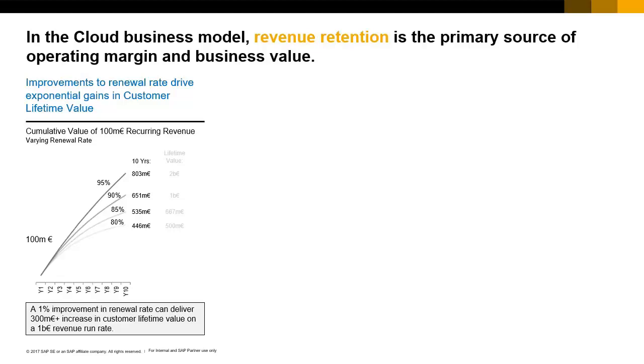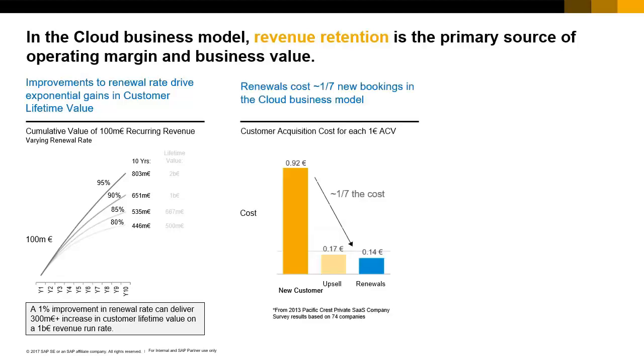Our first chart illustrates how a 1% improvement in renewal rates can deliver a €30 million increase to customer lifetime value on a €1 billion revenue run rate. Number 2. Both upsells and renewals are significantly less expensive than the cost of acquiring a new customer. Renewals cost about a seventh of the new bookings in the cloud business model, and upsells are also significantly cheaper than the cost to acquire a net new customer.